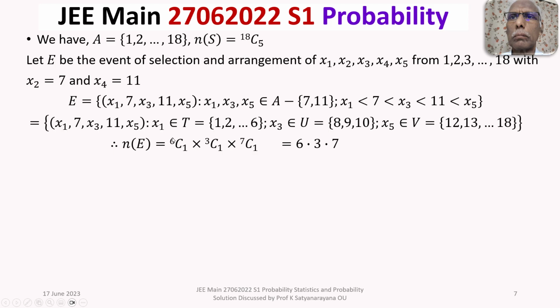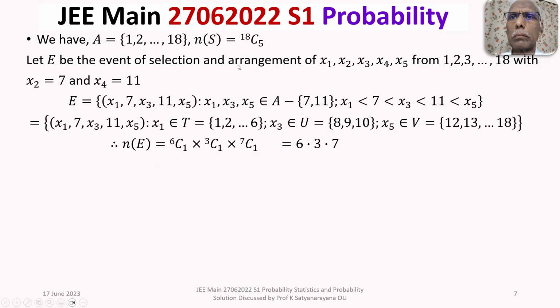So in how many ways can you take? 6C1, and 1 element from U, so 1 element from 3 elements, 3C1, into 1 element from the 7 elements, that is 7C1. So by product rule, n of E is equal to 6C1 multiplied by 3C1 multiplied by 7C1. That is equal to 6 into 3 into 7. Agreed. n of E is this one.